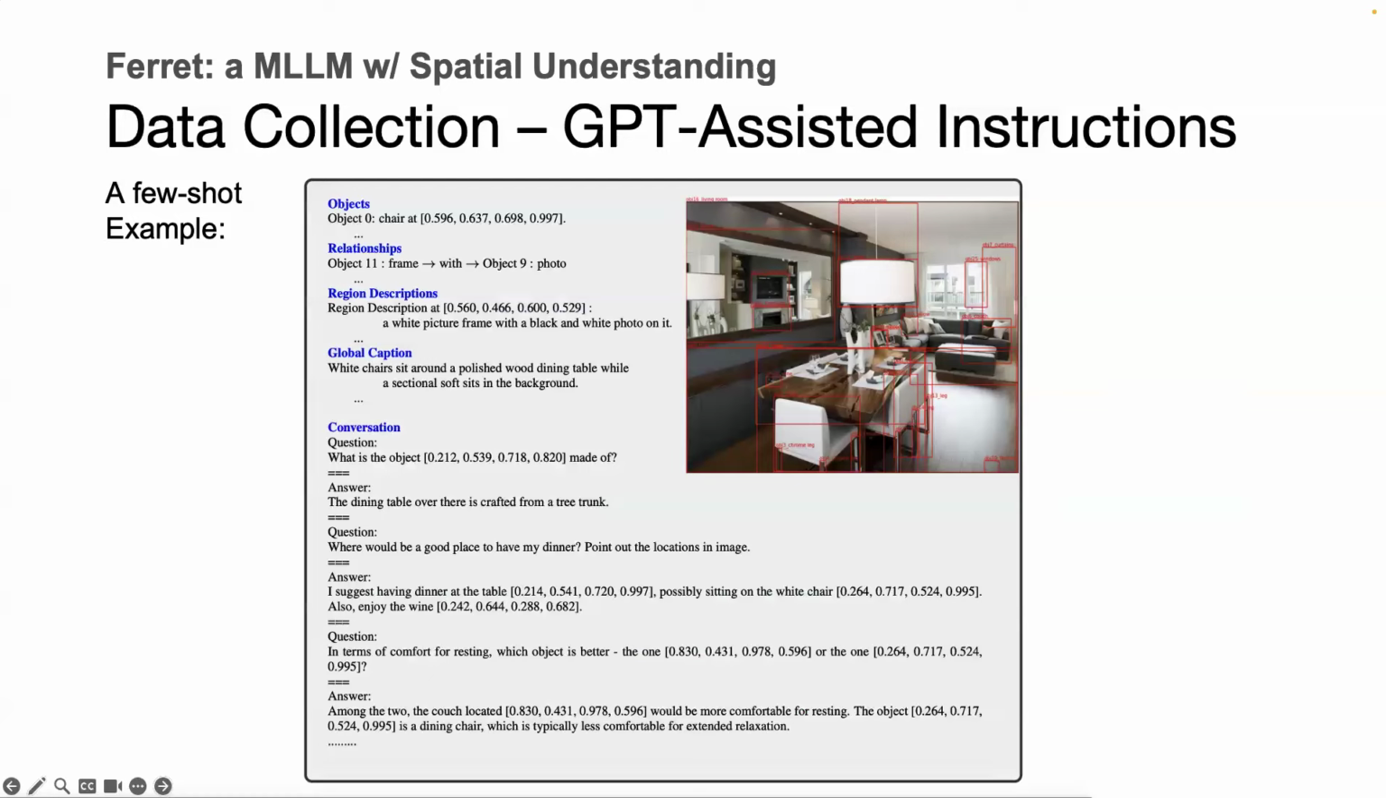Yeah, here are some few-shot examples. So it's different from the LLaVA style. We not only feed in the pure bounding boxes as well as what the objects are, but we are also feeding in the region descriptions as well as the relationships. Everything is formatted into text, and then we trigger ChatGPT to give a set of conversations. And we use these conversations as the ground truth to train our models.